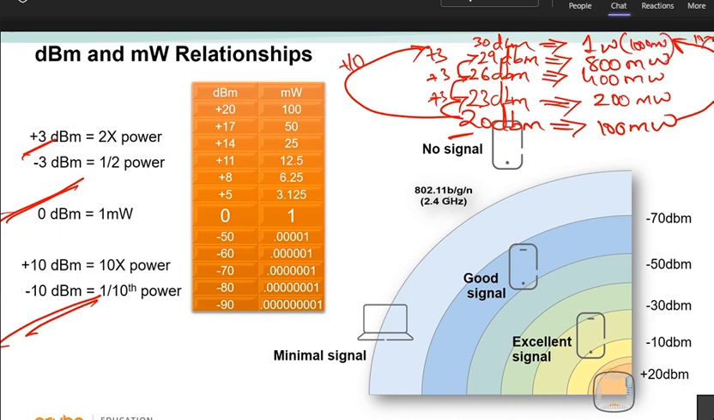If I want to reduce my power level, what will I do? I'll do a minus 3 dBm. From 20, I'll take it down to 17 dBm. What happens to my actual power level? It reduces in half.